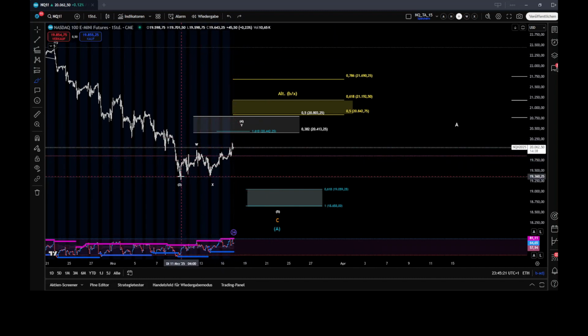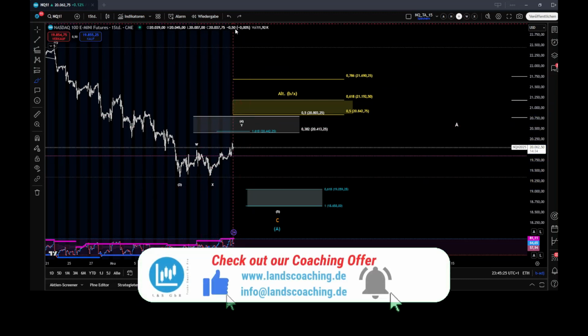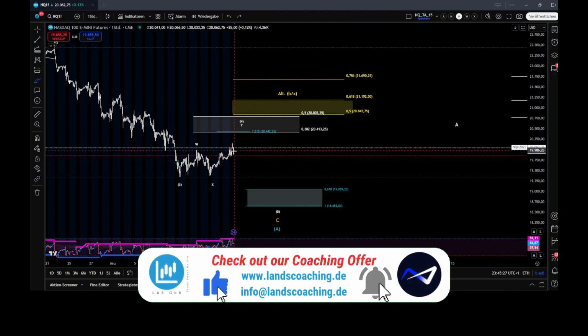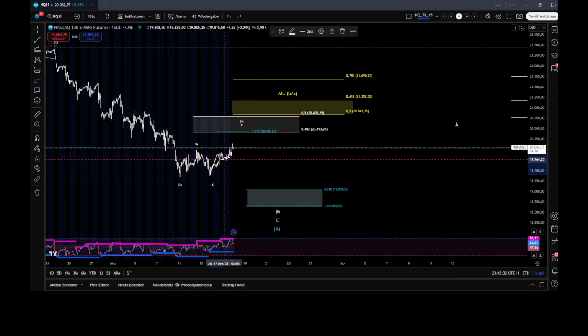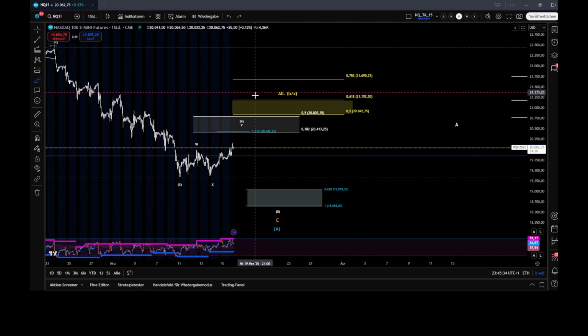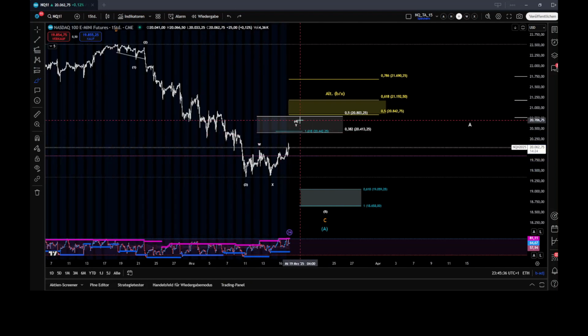So I cannot count it as an ABC. That is not fitting because this is not an impulse. So it needs to be a WXY here. And I think that the Y wave consists here of an ABC structure. And in my view at the moment, we have a target range for this white fourth wave. This is between the 38.2 retracement level at 20,413 and the 50% retracement level at 20,803.